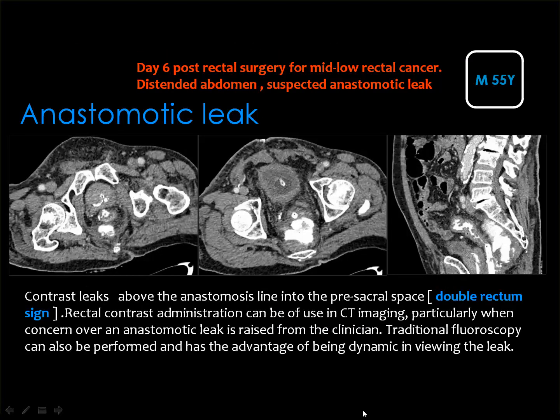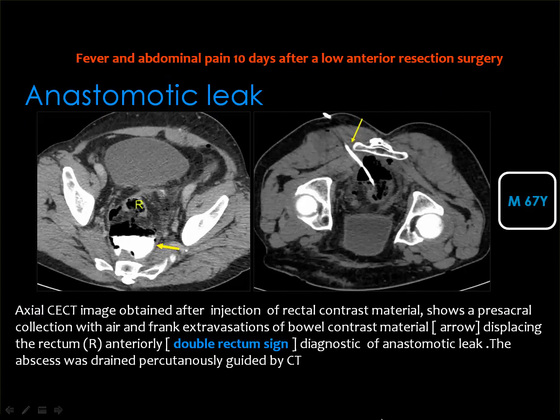Another appearance of anastomotic leak is known as the double rectum sign, where you got a lesion which simulates the rectum in the presacral space, and anterior to it you can see the original rectum. And here, this is the nozzle for injecting contrast material. This is the rectum, and this is the presacral leak. Actually, the CT scan helped by perirectal contrast injection is very helpful to detect these anastomotic leaks.